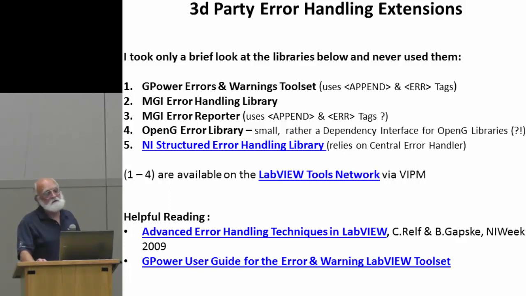It also uses this. OpenGR library, which I think is more like a wrapper. It doesn't do really error handling. And there is a thing by NI. I think it was designed for use in RT. You can get it for either the tool networks or on NI.com. And the rest are available on tool networks.